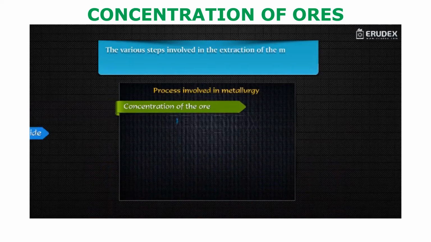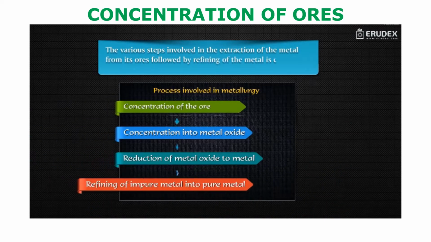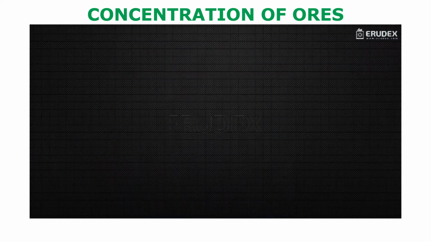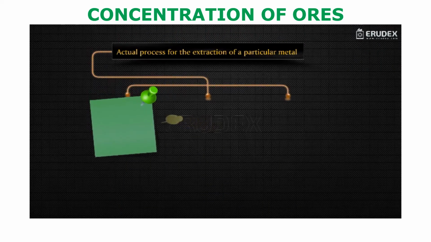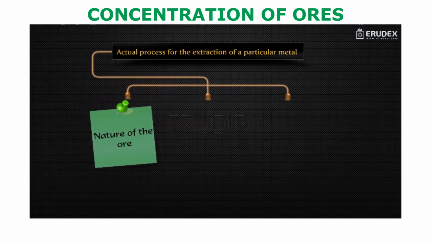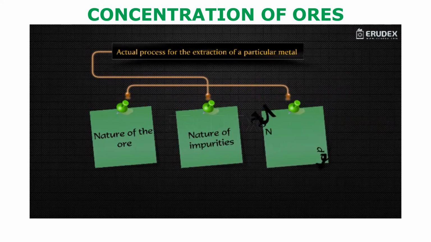The process involved in the extraction of the metal from its ores, followed by the refining of the metal, is called metallurgy. The actual process employed for the extraction of a particular metal from its ore depends upon the nature of the ore, the nature of impurities, and the nature of the metal to be extracted.